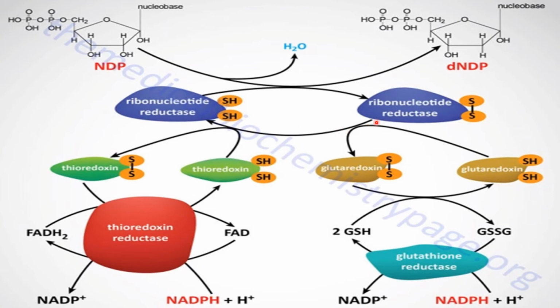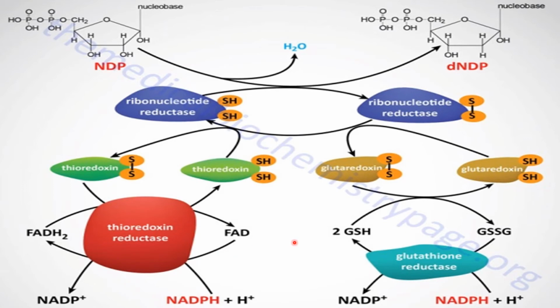It converts oxidized ribonucleotide reductase to the reduced one, and itself is oxidized. This thioredoxin is replenished by the enzyme thioredoxin reductase, with the help of FADH2, which converts oxidized thioredoxin to the reduced one and donates its two hydrogens, and itself is converted into FAD. Then FAD is converted again into FADH2 by NADPH, which is oxidized to NADP.